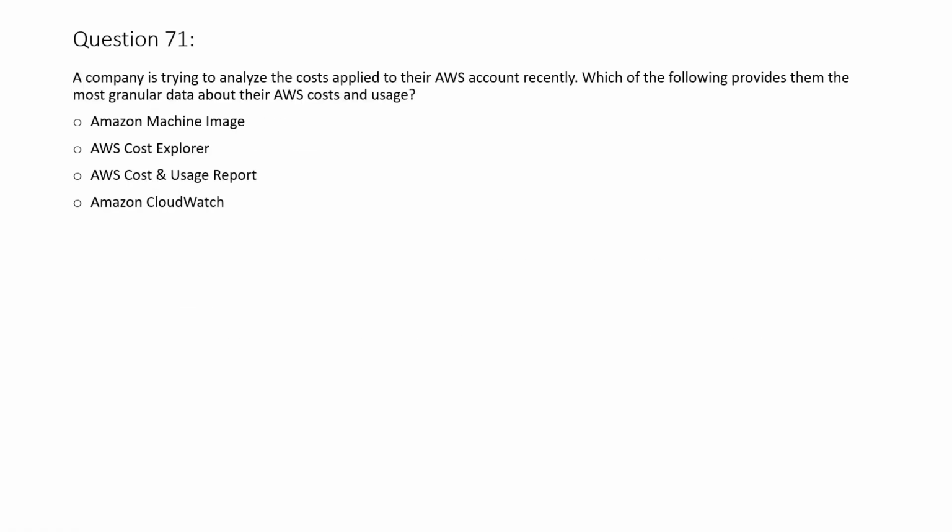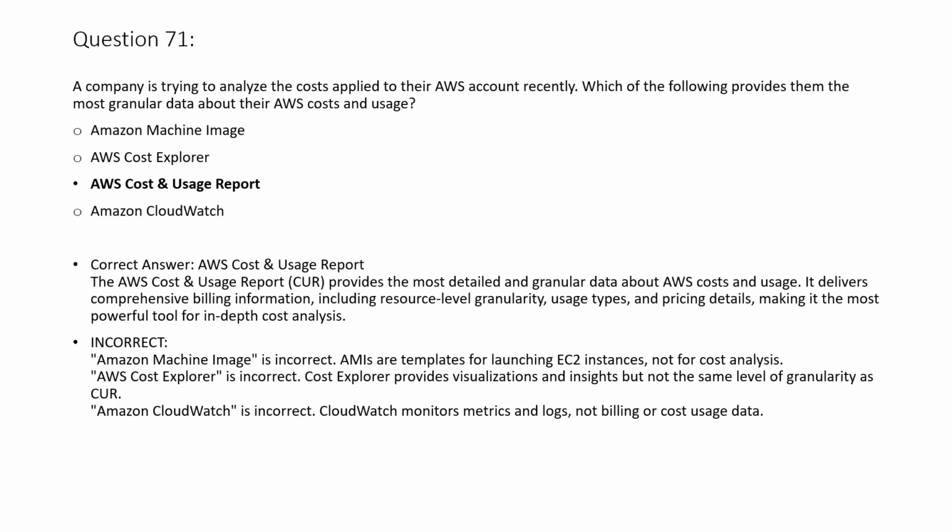Moving into question number 71. A company is trying to analyze the cost applied to their AWS account recently. Which of the following provides them the most granular data about their AWS cost and usage? So options are Amazon Machine Image, AWS Cost Explorer, AWS Cost and Usage Report, and Amazon CloudWatch. We need to select only one. So the correct answer is AWS Cost and Usage Report.